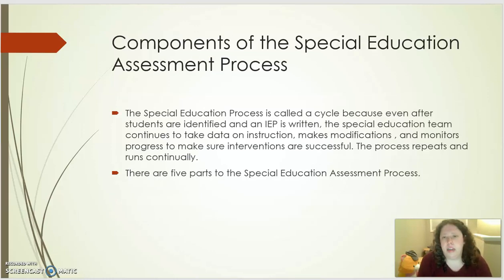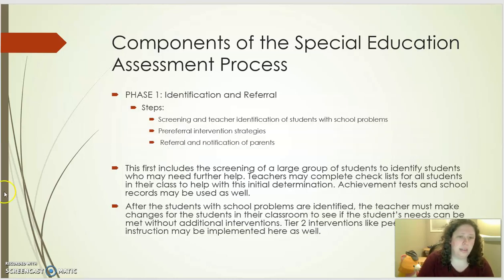Components of the special education assessment process. The special education process is called a cycle because even after students are identified and an IEP is written, the special education team continues to take data, give instruction, make modifications on those instructions, and monitor the progress of the student to make sure that the interventions being tried are successful. And this process continues and repeats throughout the time the student is at the school. There are 5 parts to the special education assessment process.